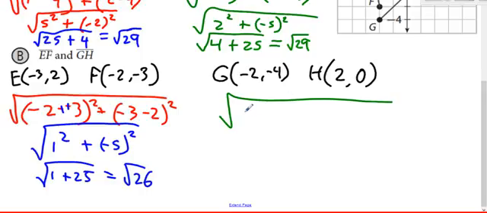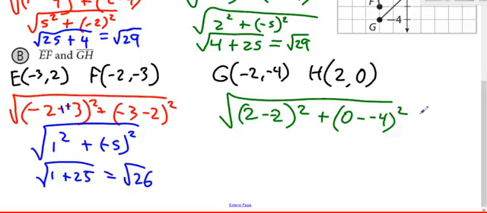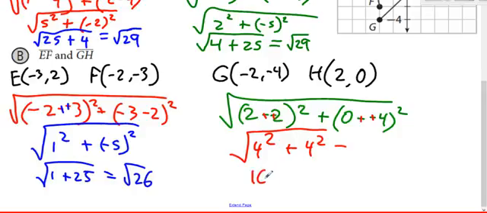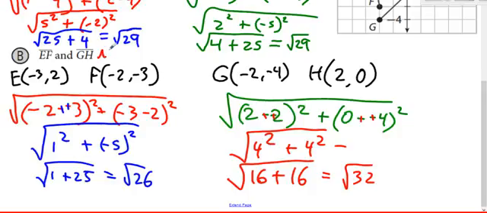So x minus x, 2 minus negative 2. And we take the y coordinate, 0, minus the other y coordinate, negative 4. Minus negative is plus, so that's 4 squared. And minus and negative is plus, so that's 4 squared. So 16 plus 16, that's 32. They're not the same. Square root of 26 is not the same as square root of 32, so no, these are not the same length.